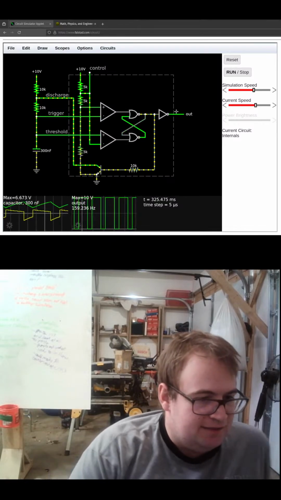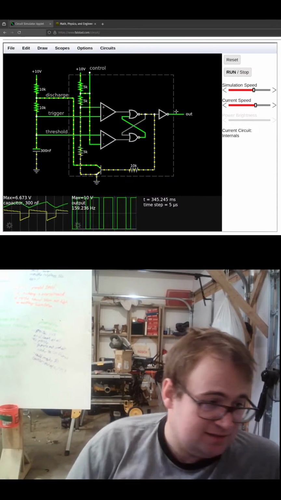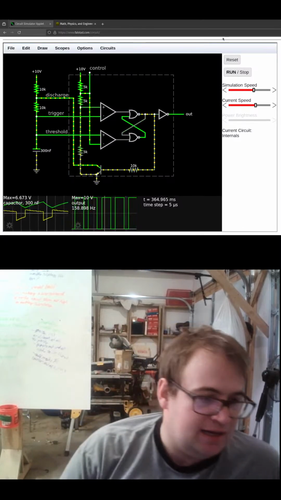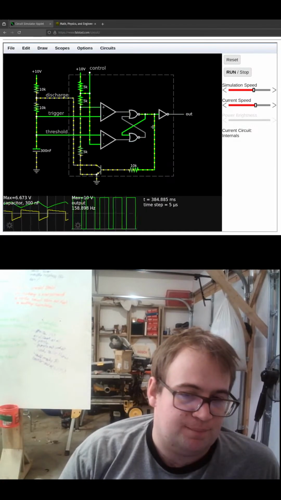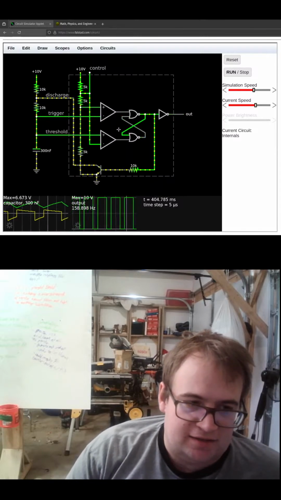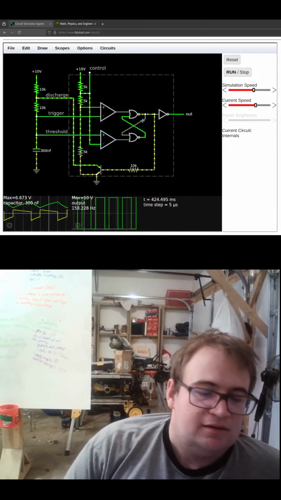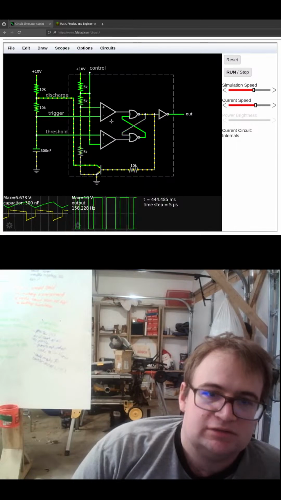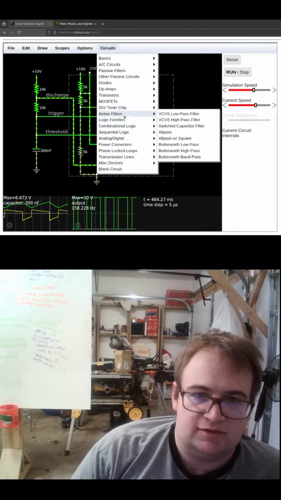I would say that it is better to do breadboard circuits, but I do use this a lot because people like to show it live like this. It's much easier. This is the internals of a 555 timer. It's very cool.